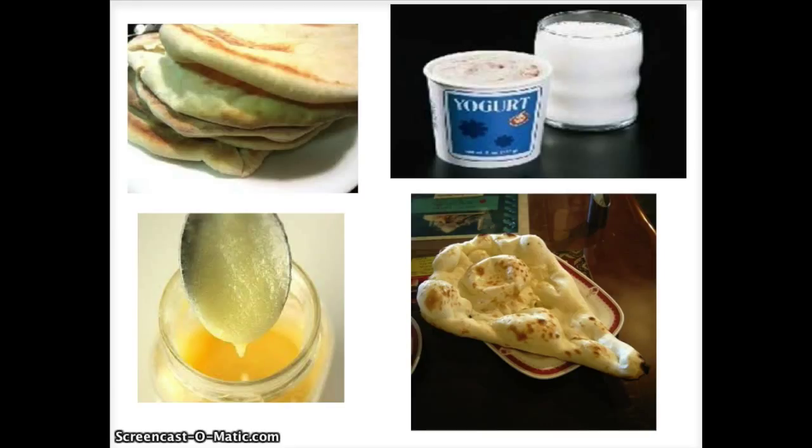Typically, it is served hot and brushed with ghee or butter. It can be used to scoop other foods or served stuffed with a filling. For example, keema naan is stuffed with a minced meat mixture.